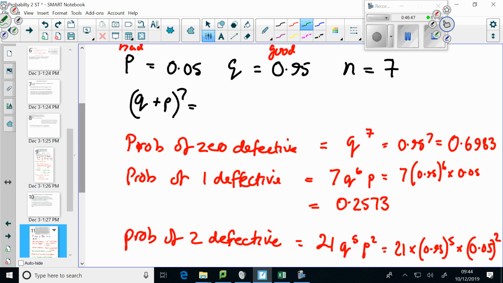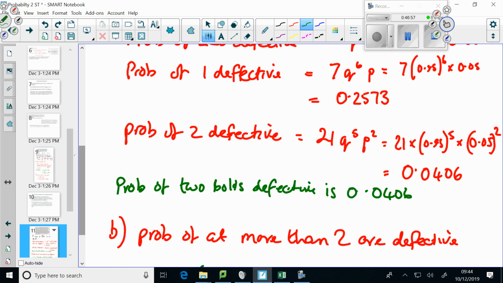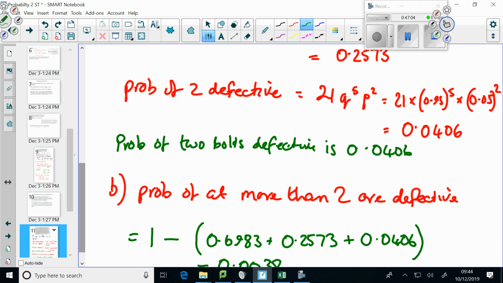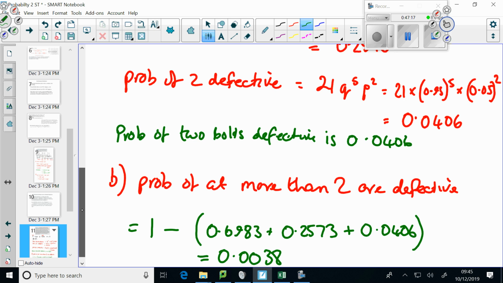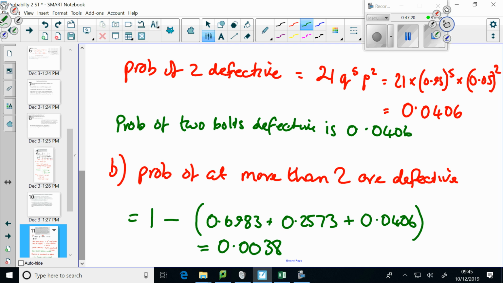We calculate 0 defective as Q to the 7. Then 1 defective, then the probability of 2 defective. That was the answer we were looking for: the probability of 2 defective is 0.0406. Then we wanted the probability of more than 2. So we've done all the options that don't include more than 2 defective. Therefore, if we take those 3 off the total of 1, we can find the probability that more than 2 will be defective from a draw of 7 items. That would be the same as adding the remaining 4 terms of the expansion. So you can do it either way.